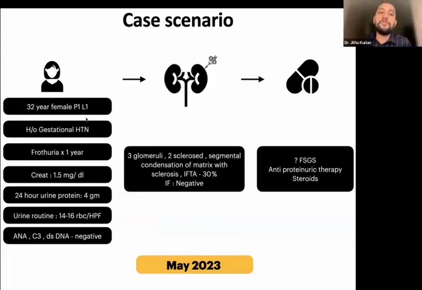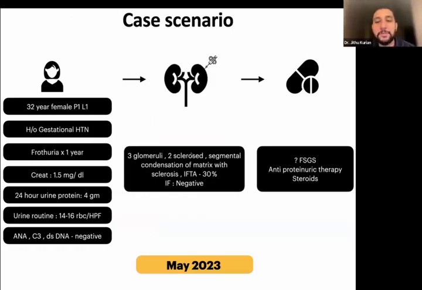She's a 32-year-old female who presented to us with a history of gestational hypertension. She had proteinuria, which is the primary reason why she came to us. She had mild renal dysfunction, creatinine was 1.5. There was nephrotic range proteinuria and active urinary sediments, and we evaluated her for lupus and other autoimmune markers, which were all negative.